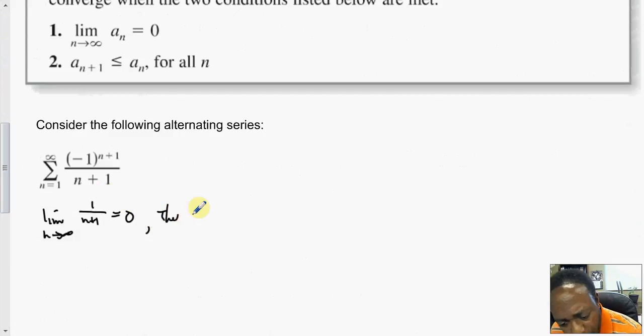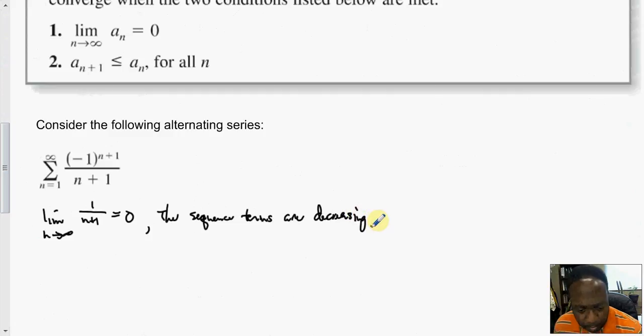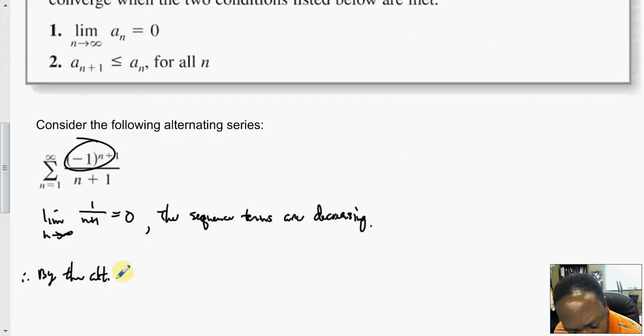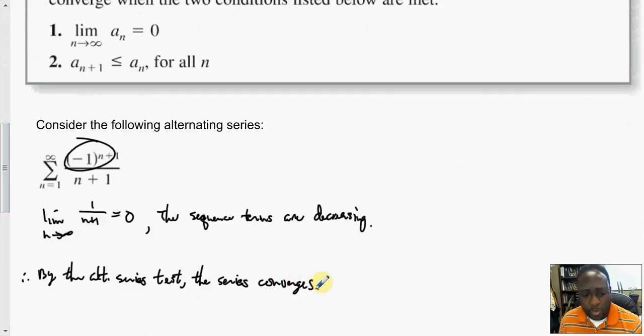Secondly, the sequence terms are decreasing. So if that be the case, then by the alternating series test, you have this guy right here. Therefore, by the alternating series test, the series converges. Now what's startling about this?